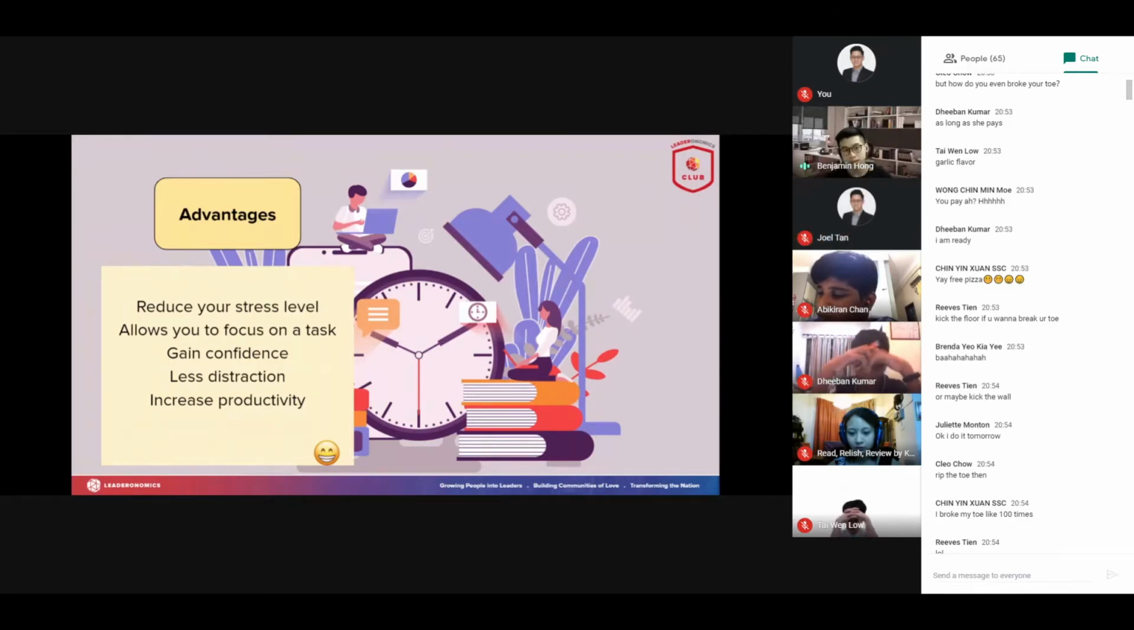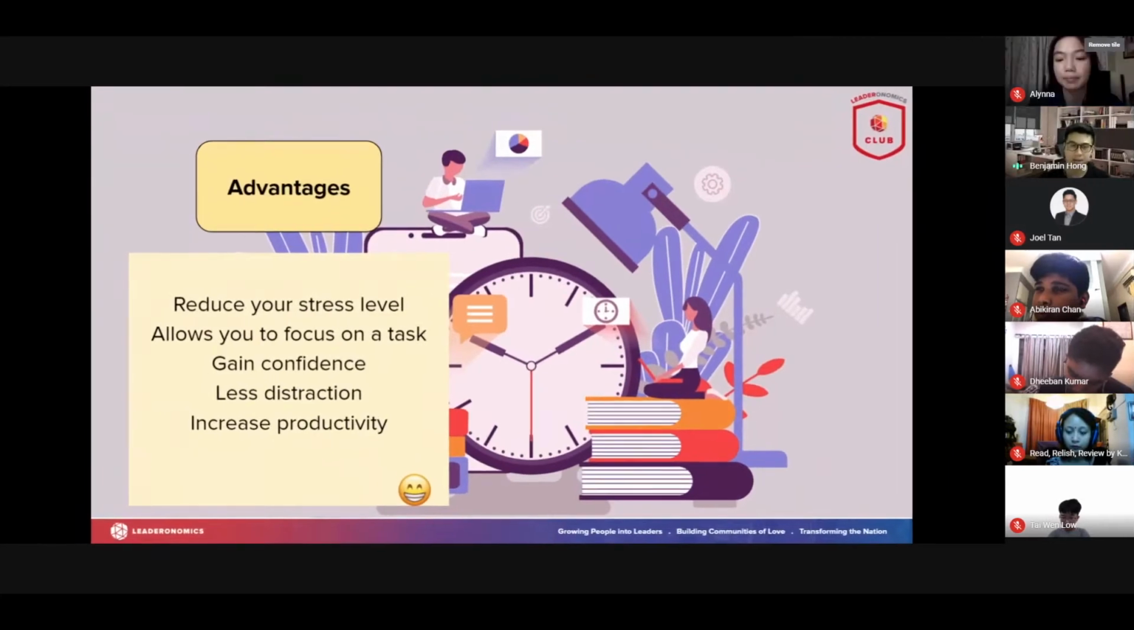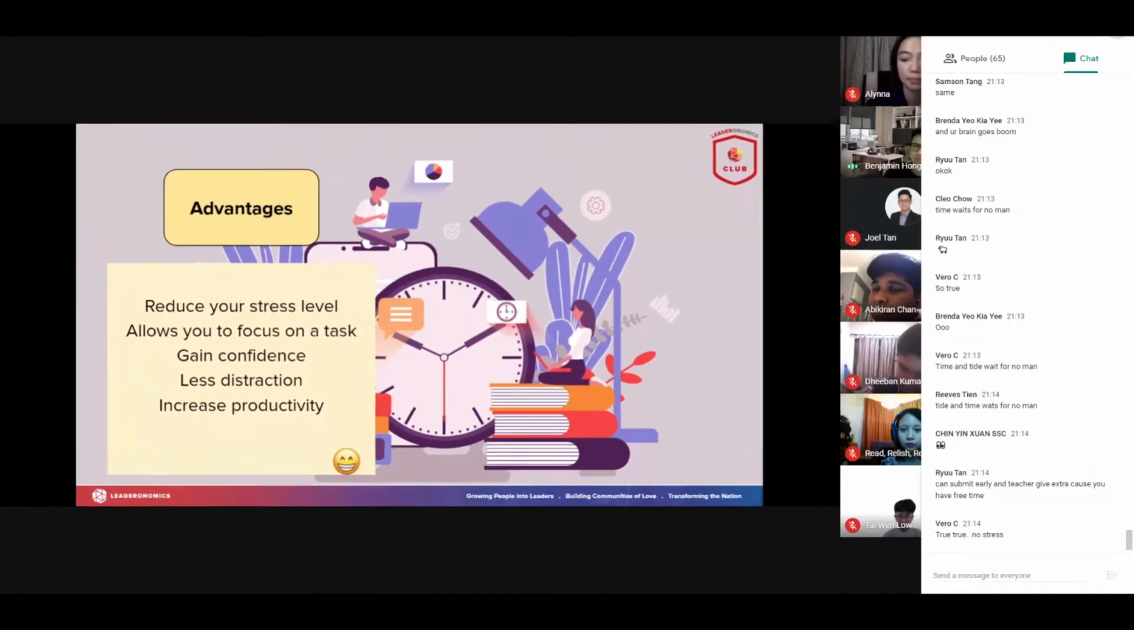So when you plan your time well, whether it is doing math first and then doing English second, you have the time to do math, then after that you do your English. So you're able to focus on a task at a time. Okay, another one is gain confidence. Why? How do you gain confidence with time?